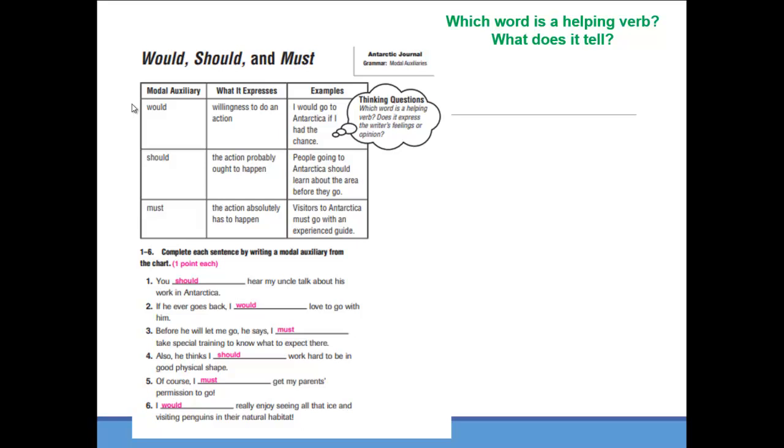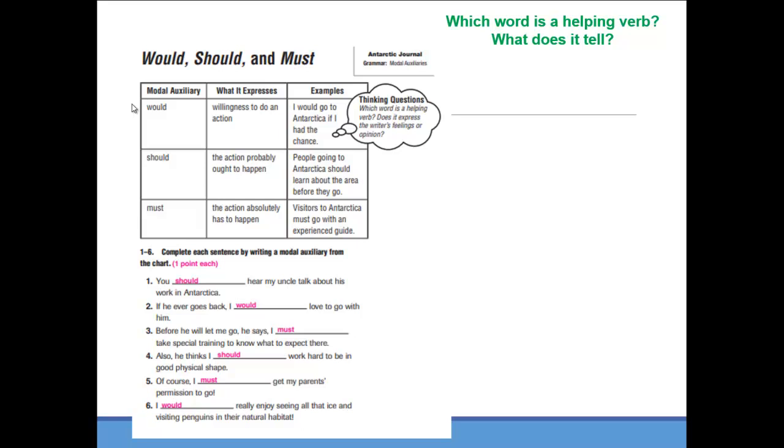Number 3, before he will let me go, he says I must take special training to know what to expect there. So before my uncle will let me go, he says I must take special training to know what to expect there, to know how to deal with the things that I might face. Again, the verb must shows that something really has to happen. So taking special training is a must.